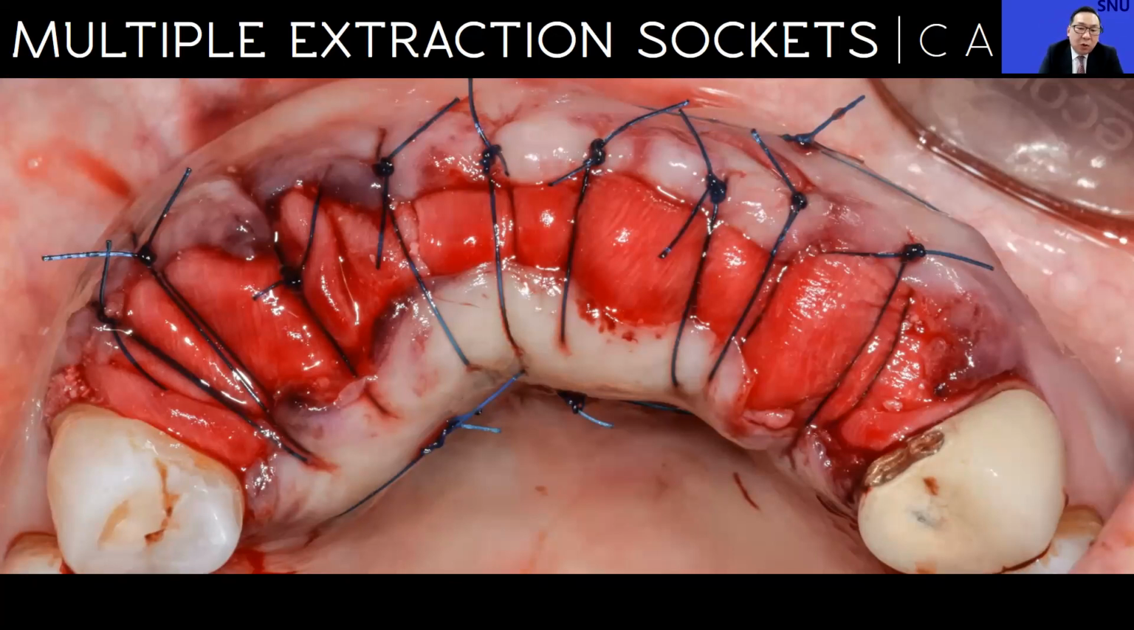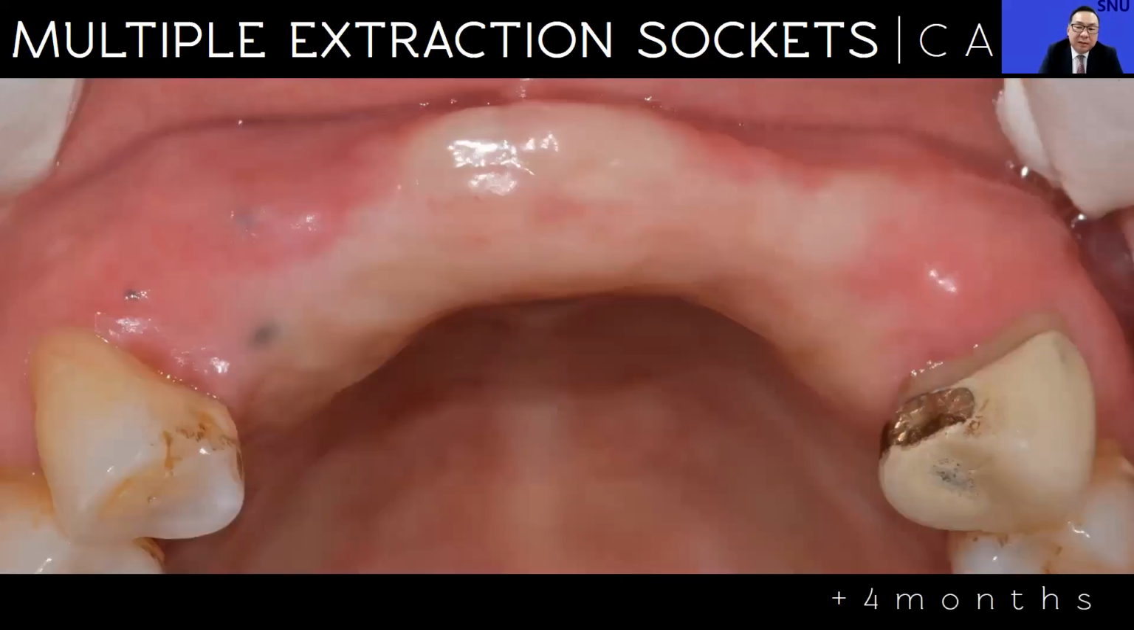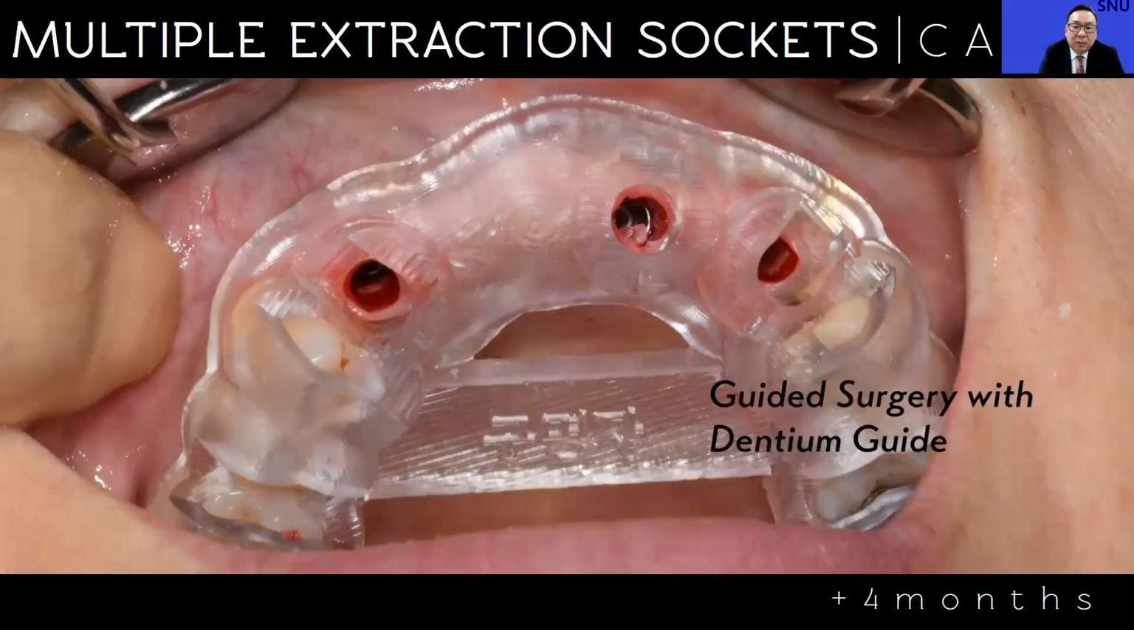And when you see the results here, it's quite remarkable. At 7 days, we are showing signs of epithelialization. And then again, in 30 days, we were able to get the full coverage of the open area with a nice epithelium that was formed. And then this is the ridge at 4 months. And then we decided to do a guided surgery with the Dentium guide.